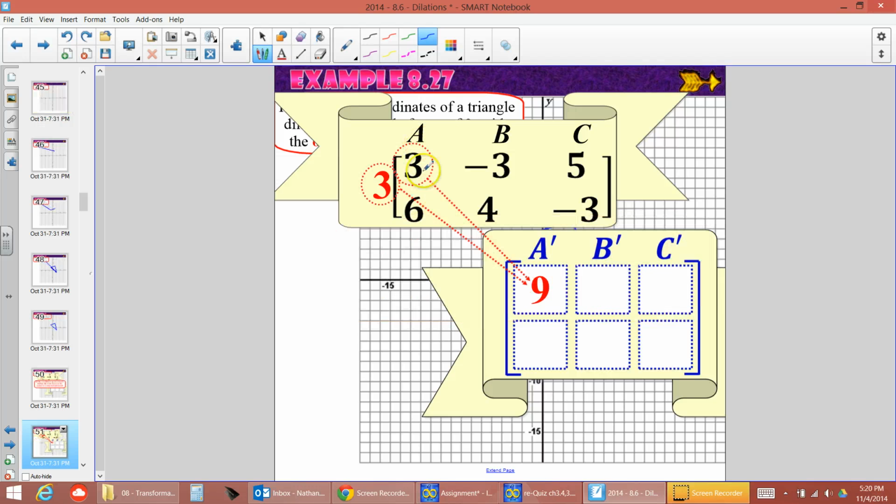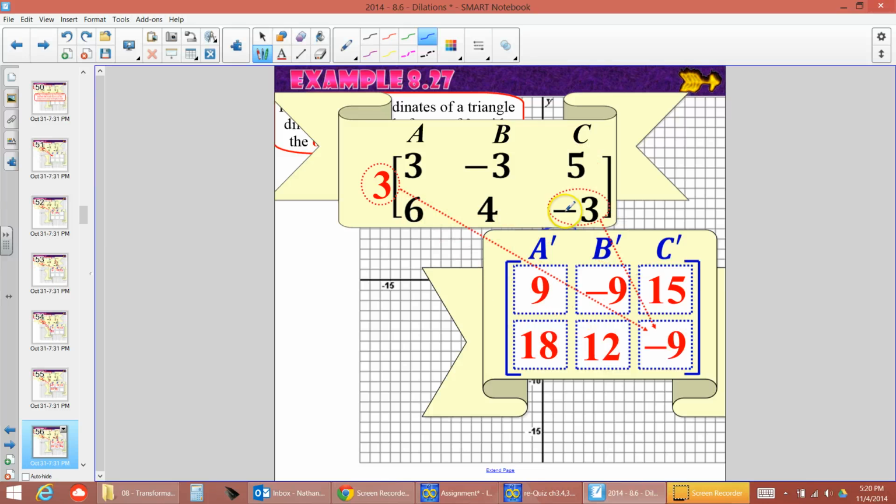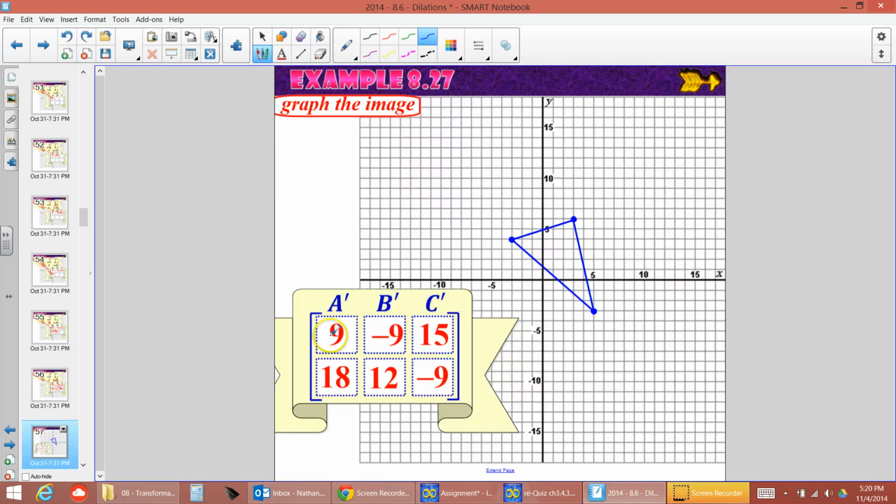So I've got A, B, and C set up as a matrix, and I scale multiply everything by 3. Watch what happens. I just times everything in here by 3. Now here, that's my dilated image. I now have the matrix for the new shape. I take that and I plot each point: 9, 18. Negative 9, 12. 15, negative 9. Look at that. I'm done. All I had to do was set up a matrix, multiply everything by my scale factor, and plot the points.